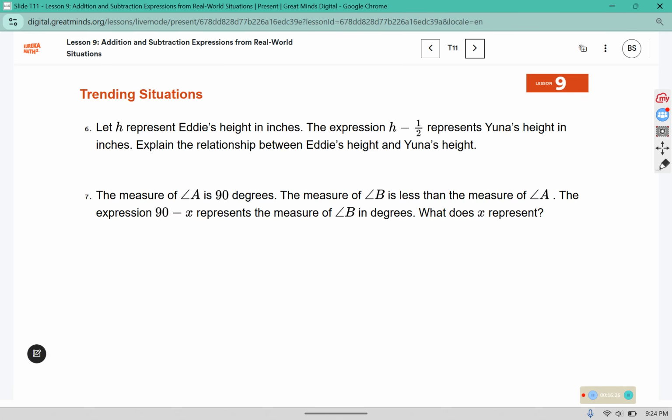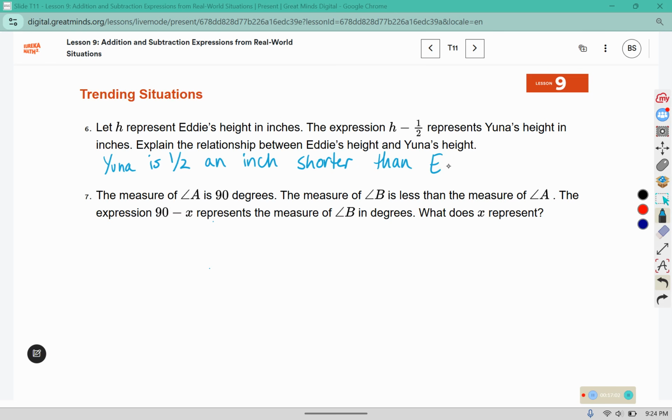Six, let h represent Eddie's height in inches. The expression h minus 1/2 represents Una's height in inches. Explain the relationship between Eddie's height and Una's height. H is Eddie's, so Una is 1/2 of an inch shorter than Eddie. Because if we are subtracting from Eddie's height, that would make her shorter.